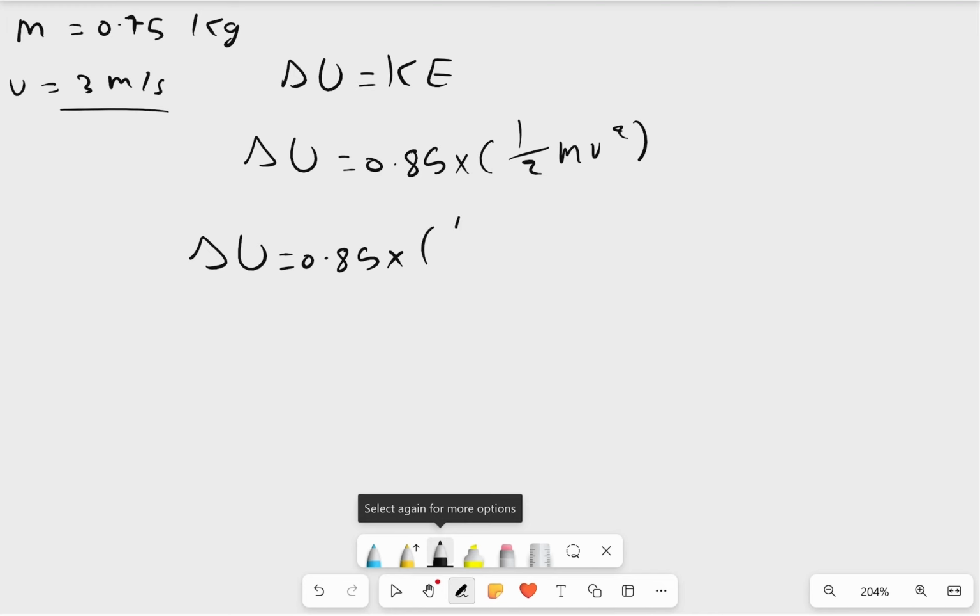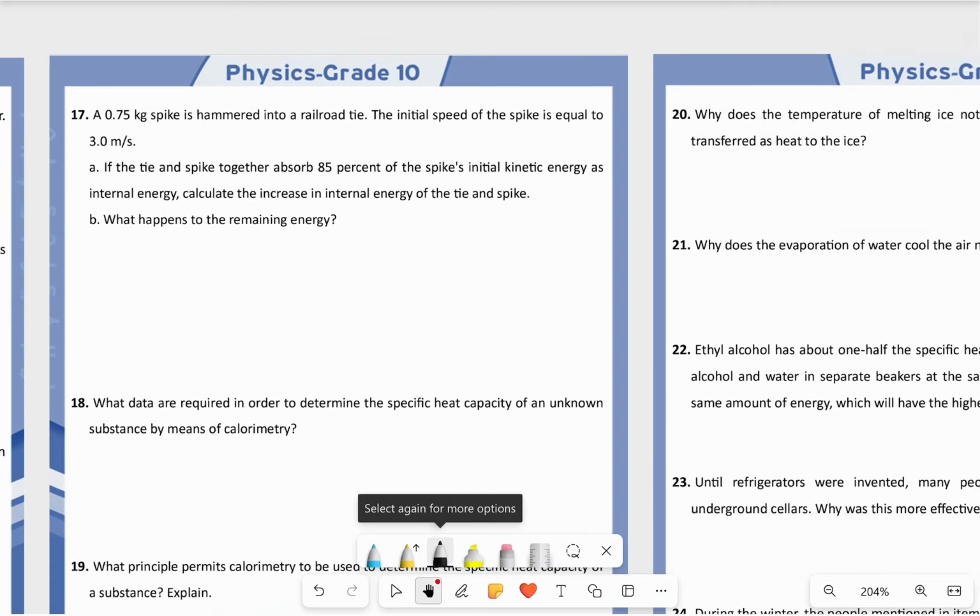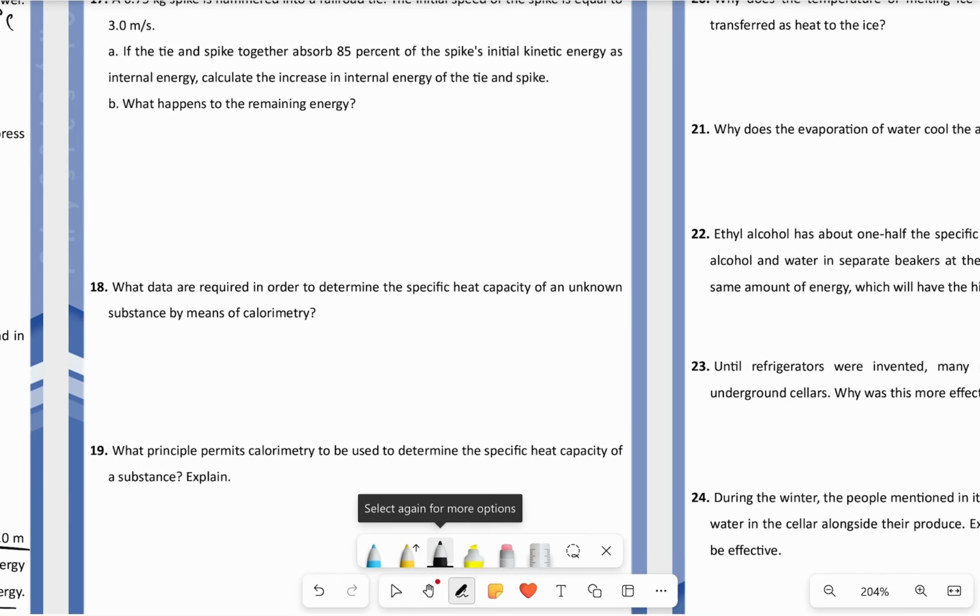0.85 times 1/2 times mass 0.75 times velocity 3 meters squared. So you should get 2.87 joules. This is the internal energy. Now we have question B. It says what happens to the remaining energy?